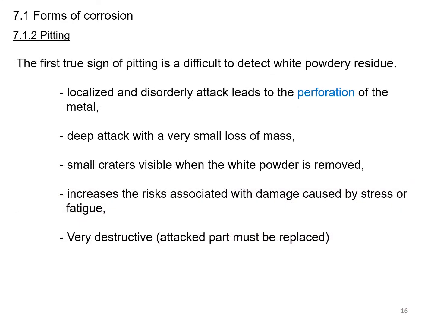The first true sign of pitting is a difficult to detect white powdery residue. Localized and disorderly attack leads to perforation of the metal. Deep attack with very small loss of mass. One of the inspection methods is to actually weigh a good part against a suspected corroded part. By comparing two identical parts, one that is new and one that is not, if the weight is different, we can tell that the part is being attacked. Small craters visible when that white powder is removed would be one way of verifying if the part is attacked with pitting.